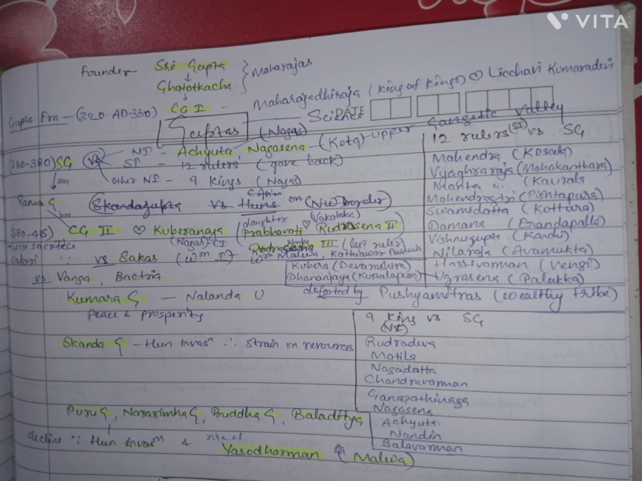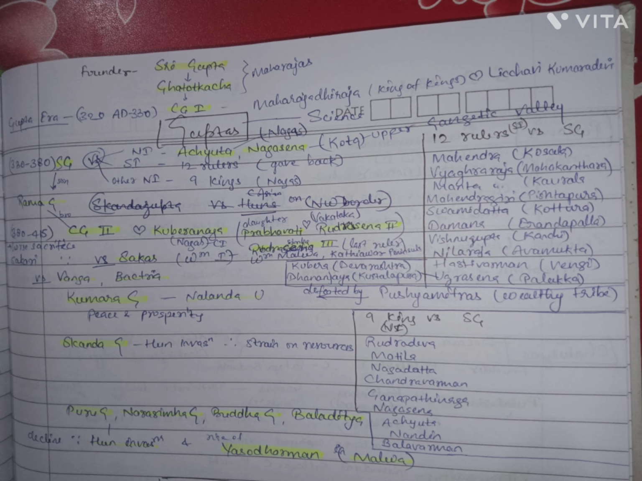The next ruler was Chandragupta I, and he was the first to be called Maharajadhiraja, the great king of kings. The title indicates his extensive conquests. He strengthened his position by a matrimonial alliance with the Licchavis. He married Kumaradevi, a princess of that family. This added to the power and prestige of the Gupta family.